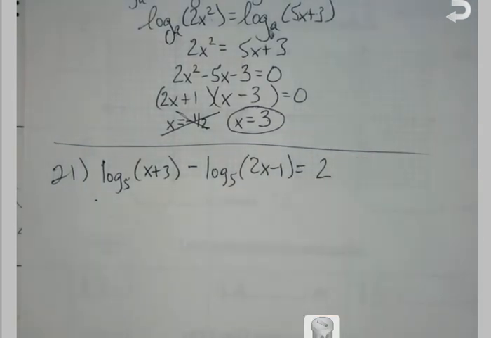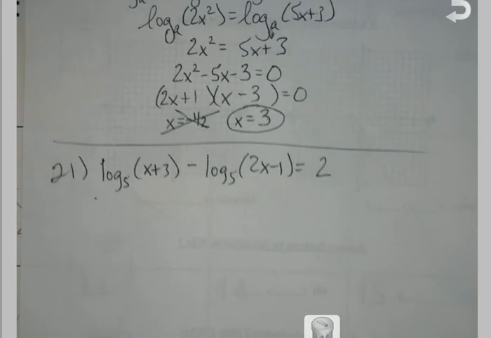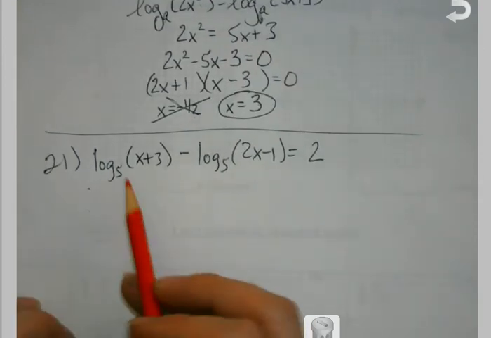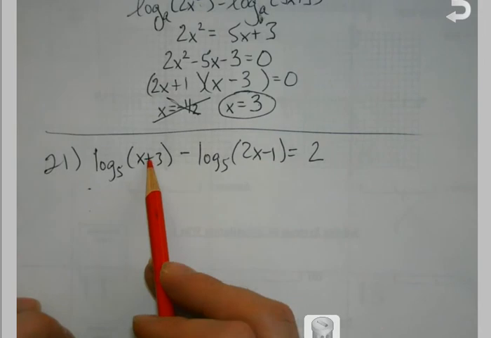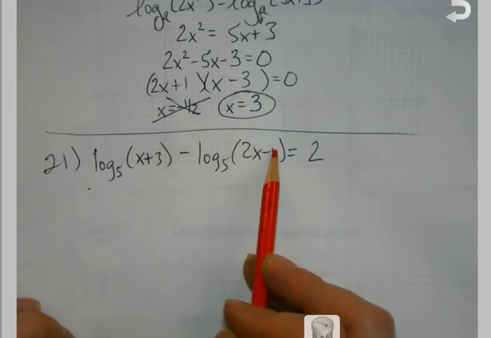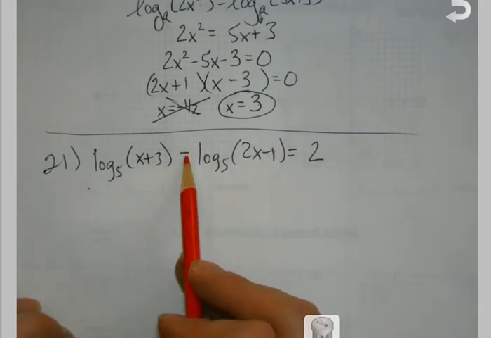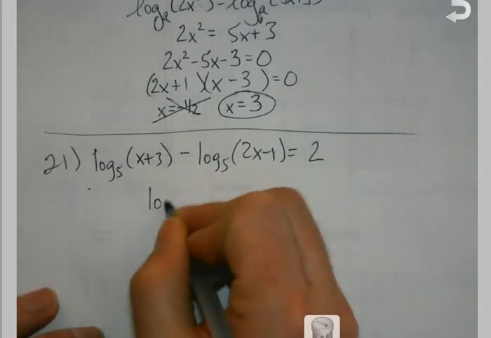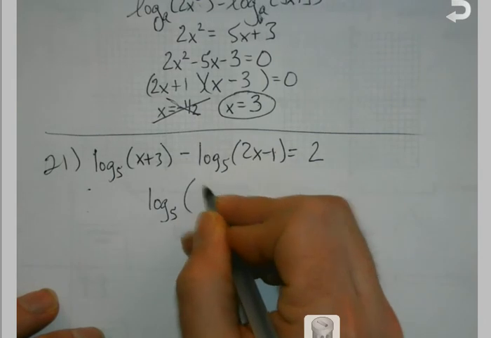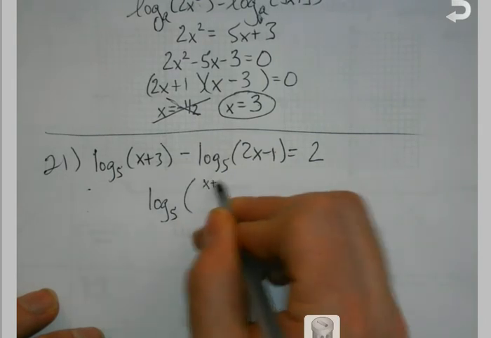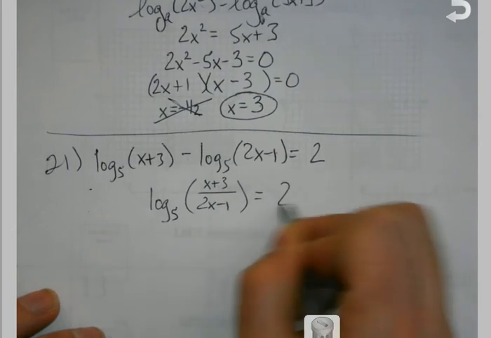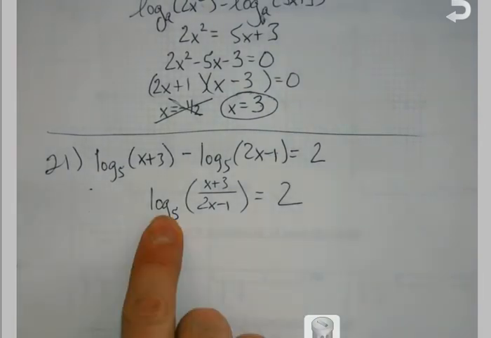Okay. Now here, same, but yet a slightly different situation. You're like, okay, well, I could condense something here, and that's true. So minus, you're like, ooh, minus is going to become divide. So we've got log base 5 of (x plus 3) over (2x minus 1) equals 2. Well, now what do I do? Because this has got a log and this doesn't.